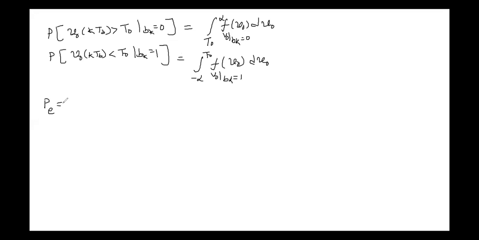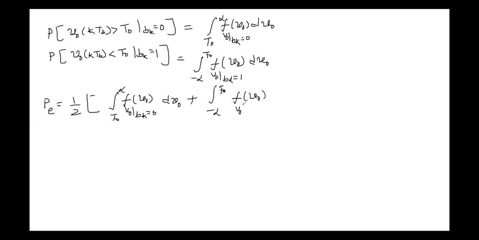So the overall error probability equals half into the integral from T naught to infinity of the probability density function of V naught when the transmitted bit is 0, plus the integral from minus infinity to T naught of the probability density function of V naught when the transmitted bit is 1, dV naught. Previously I showed the distributions. These distributions are Gaussian and similar in shape, and they are integrated from T naught to infinity and minus infinity to T naught. So the areas under these are equal in magnitude.